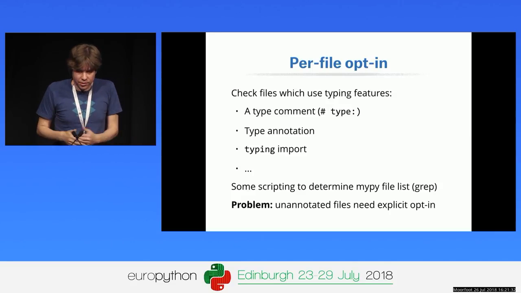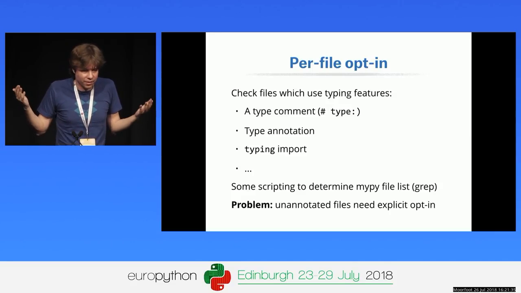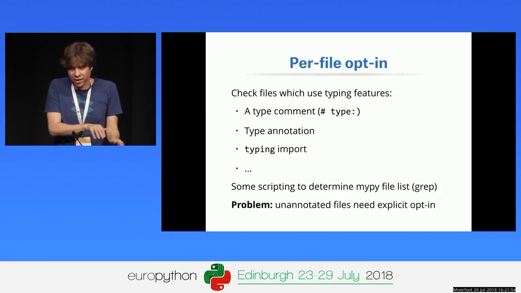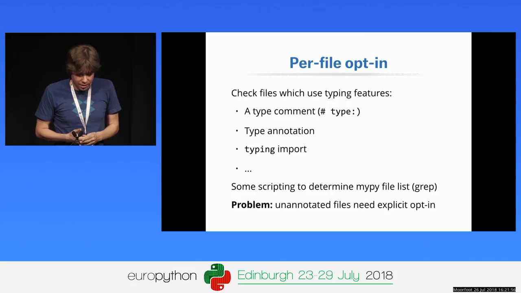Okay, this is what we use at Dropbox. We have tens of thousands of files, and we don't want to maintain manual lists. So we also have blacklists, and actually we probably use all of these in some capacity. But we also have a typed comment detection script, which looks for files with type comments. And then we include all those files in the build. So the moment you start annotating a file, it gets automatically picked up by the Mypy build.